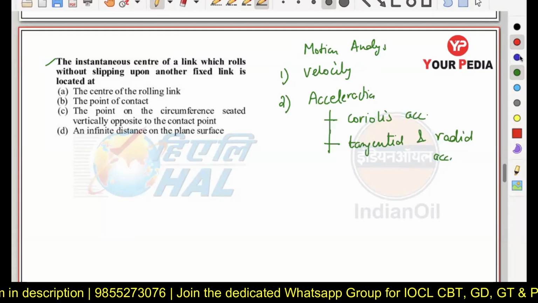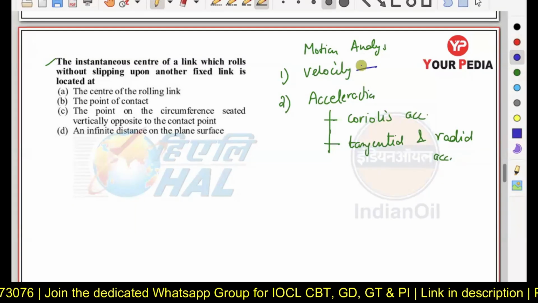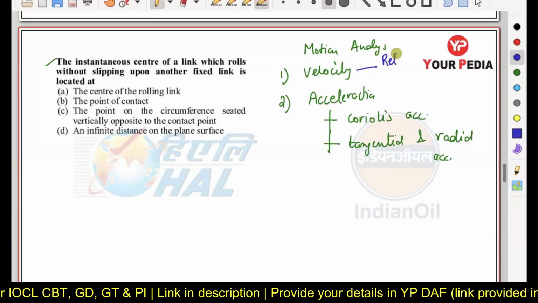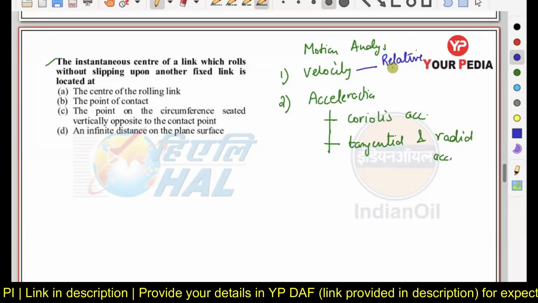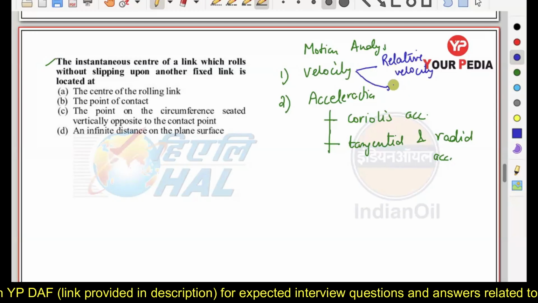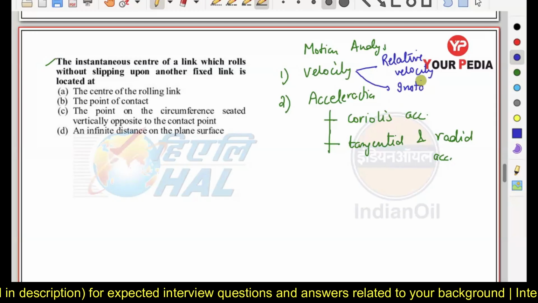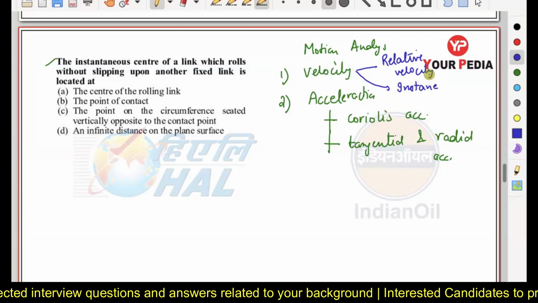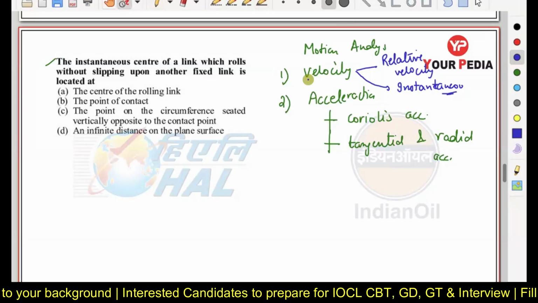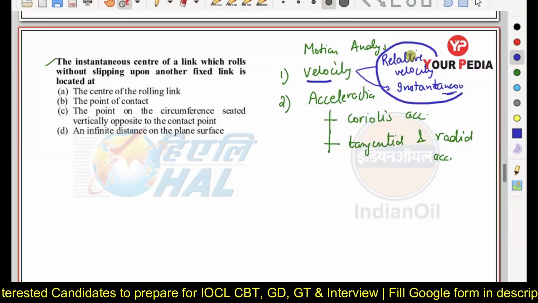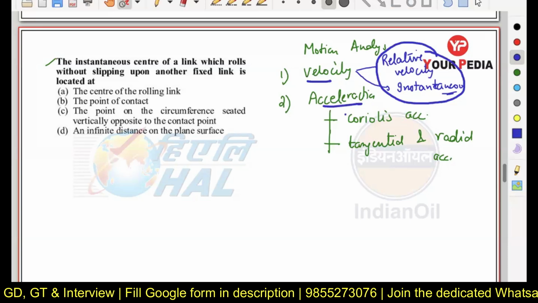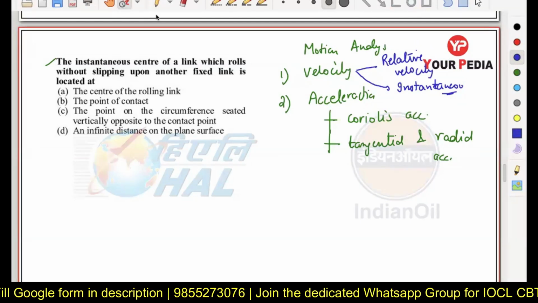But when we talk about the velocity analysis, there we are having two different methods. First, you have to see the relative velocity method. And the second, you are going to have an instantaneous center method. So velocity analysis is important for you. You can skip the acceleration analysis. In the acceleration analysis part, just check out the tangential and radial acceleration. That's it.